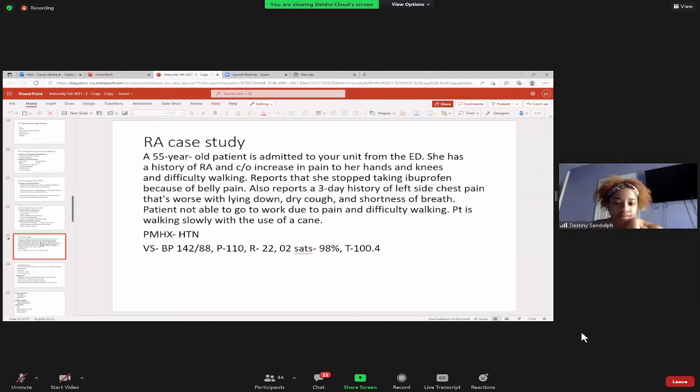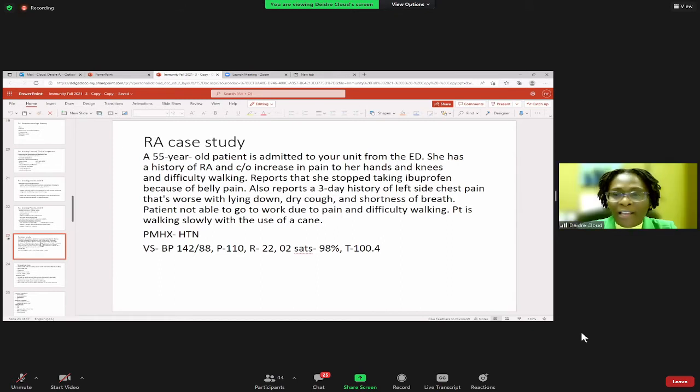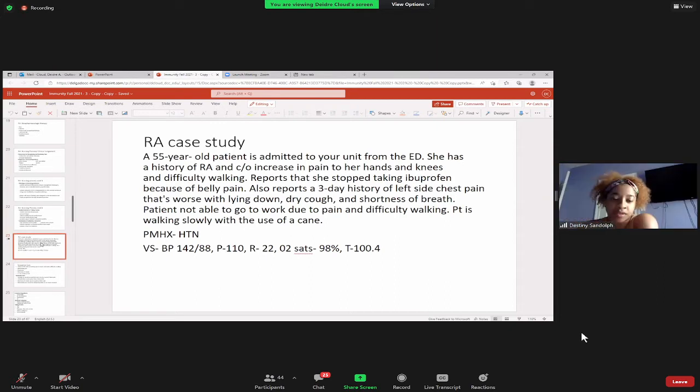Chest pain on the left side, the shortness of breath, dry cough. She's not taking the ibuprofen anymore. Difficulty walking. And the vital signs are all elevated except for the O2 sats. Vital signs are part of it, right? So elevated vital signs. The PMHx, hypertension. Past medical history. Okay, thank you.